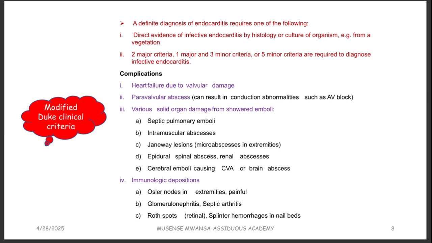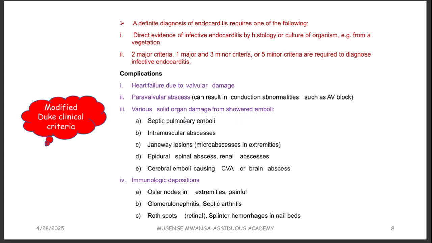Besides the major and minor criteria, there should also be evidence of infective endocarditis, either by history or culture of the organism. There should be evidence that someone has got infective endocarditis. Infective endocarditis has complications, for example, heart failure because of the damage of the valves. They can also have paravalvular abscess, and various solid organ damage because of the emboli that can form.